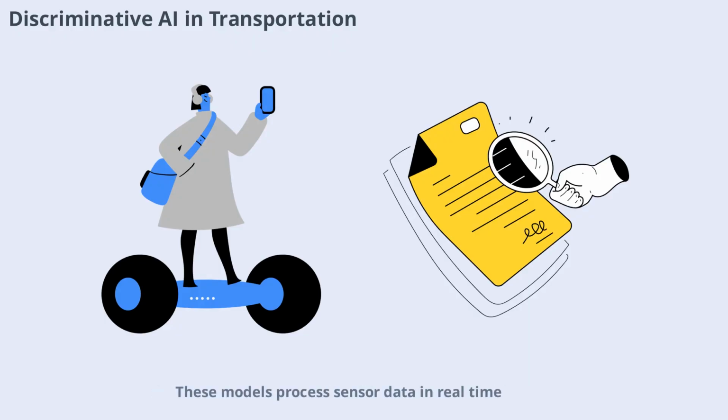Transportation systems use discriminative AI to recognize traffic signs, detect obstacles, and assist with autonomous driving. These models process sensor data in real time, helping vehicles navigate safely and efficiently through complex environments.